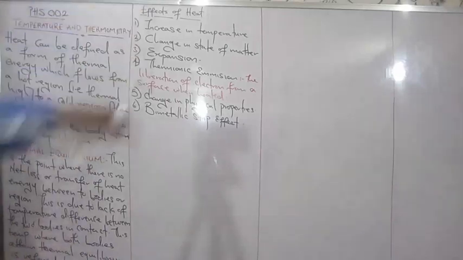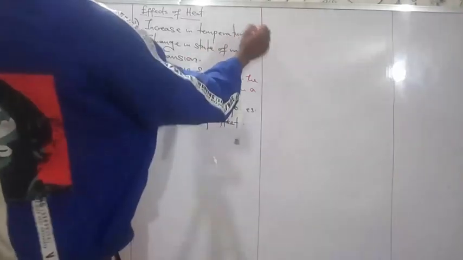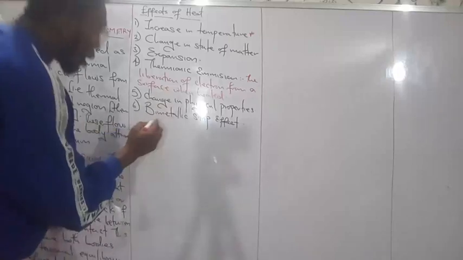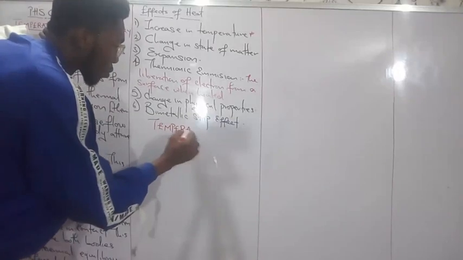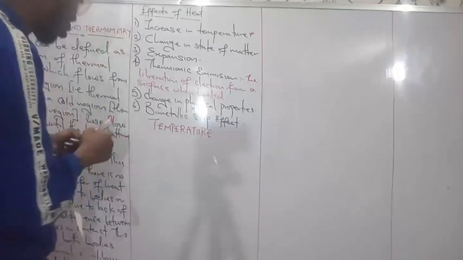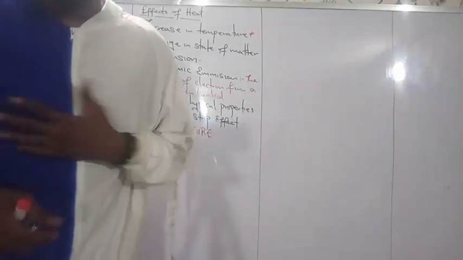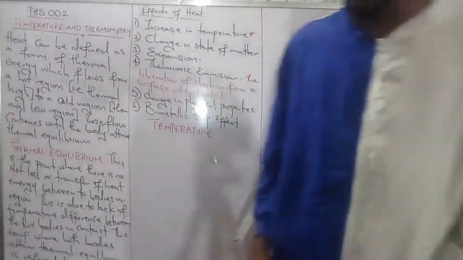So these are the major effects of heat, but one important effect here, the major function of it, is temperature, and I'll be expatiating more on that now and talk about temperature. I believe in your previous programs, you came across various definitions of temperature, where you hear that temperature can be defined as the degree of hotness and coolness of the body. But I'll come to you today to actually modify that definition.